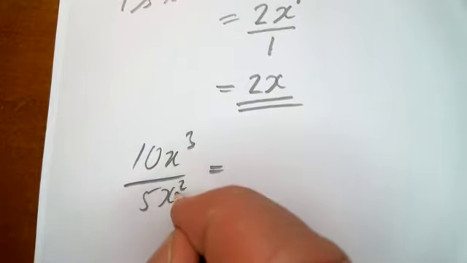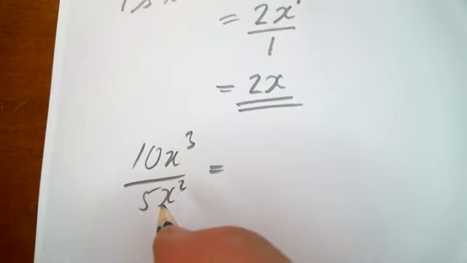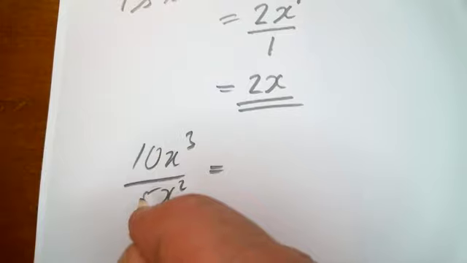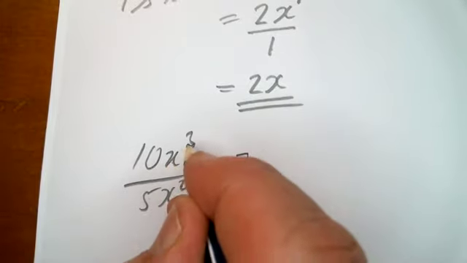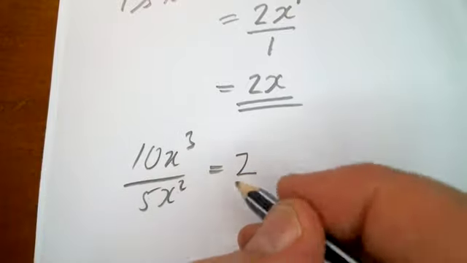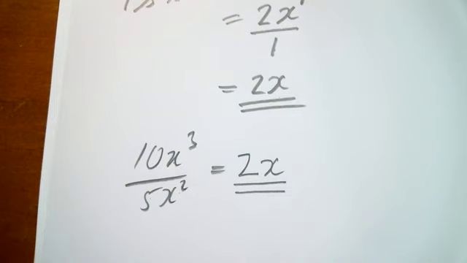If the 3 was on the bottom and the 2 was on top, well, then the remaining x would be left on the bottom. So 5 goes into 10 twice. x to the 3 minus the 2 is just x. And there is my solution. Do show some working, but there are just a few different ways of thinking about the same thing.